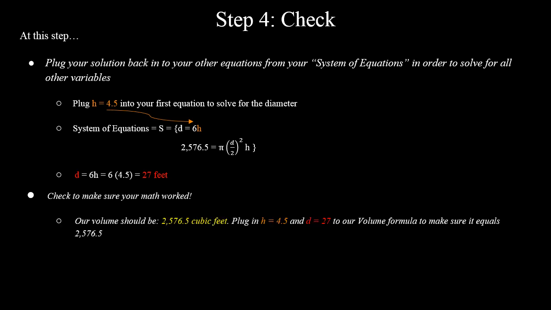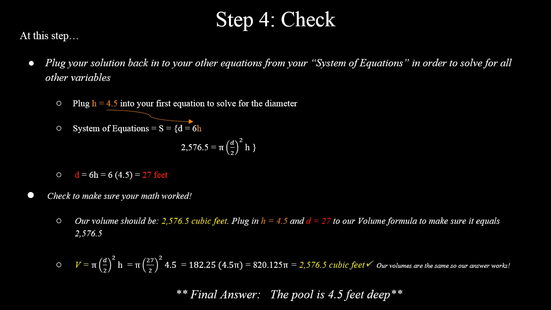So our volume should be 2,576.5 cubic feet. We were given that, right? So let's plug h equals 4.5 feet and d equals 27 feet into our volume formula to make sure it checks out. And if we do that, we do indeed get back 2,576.5 cubic feet. I just plugged in 27 where D was, 4.5 where H was, and I calculated it out, and that's what I got.